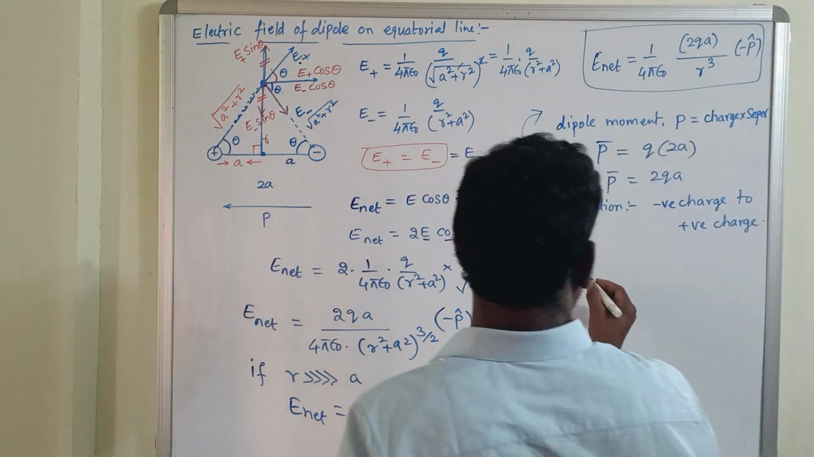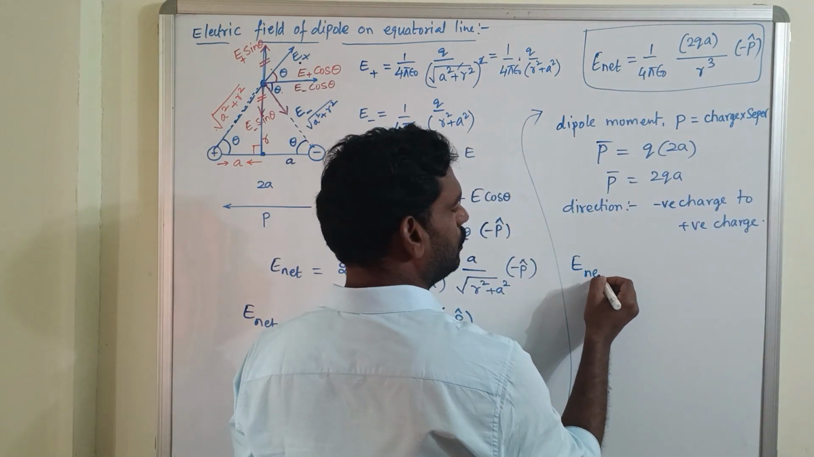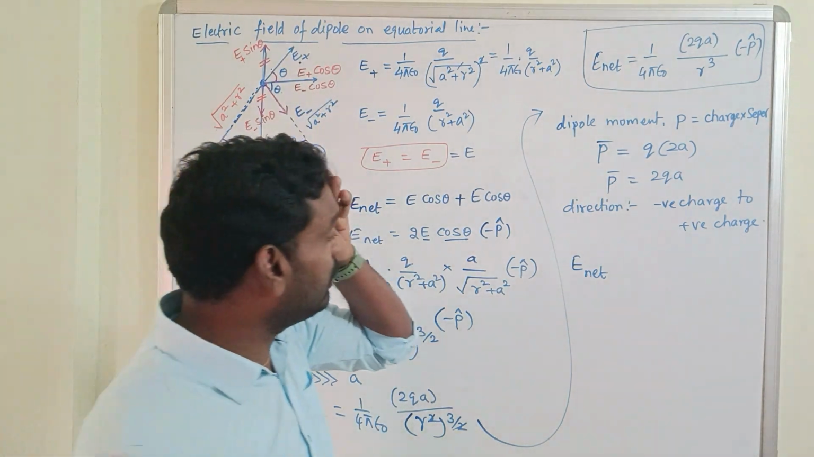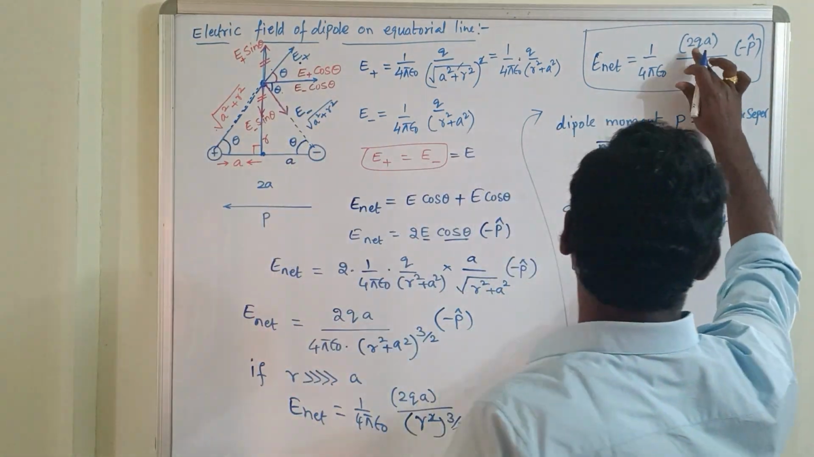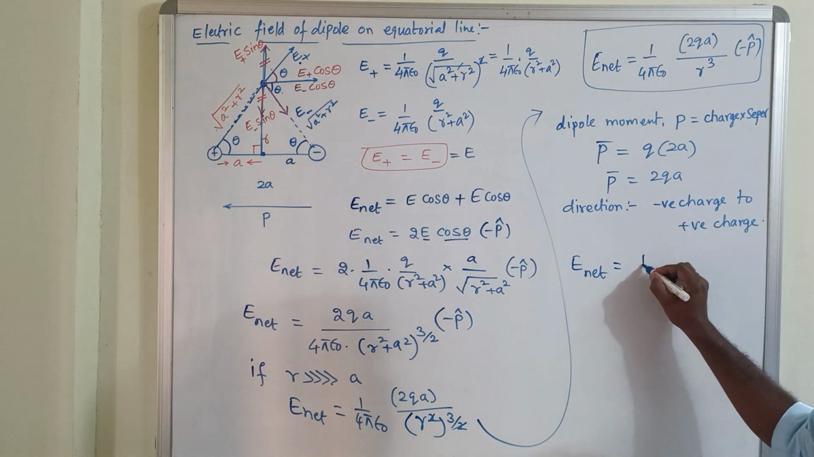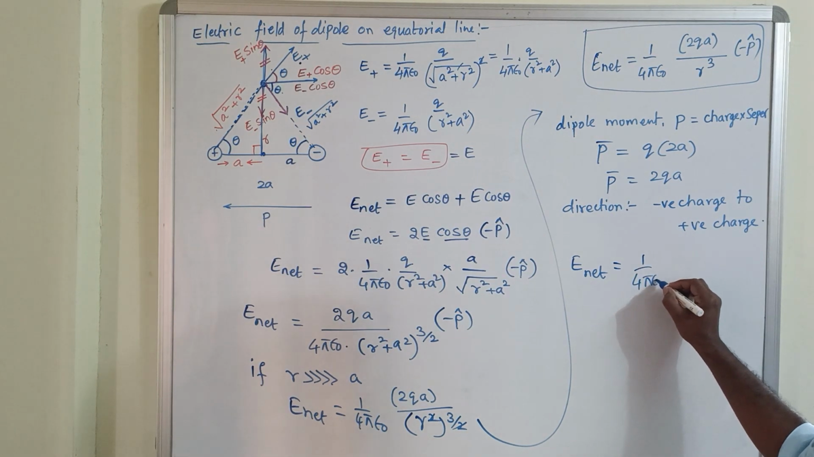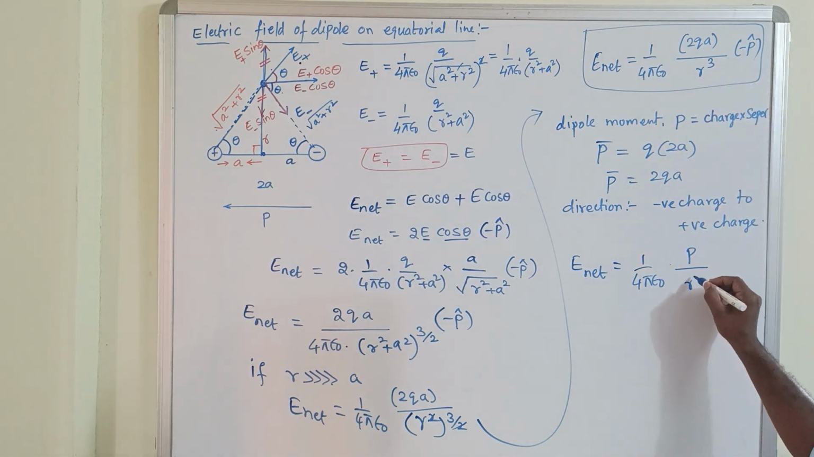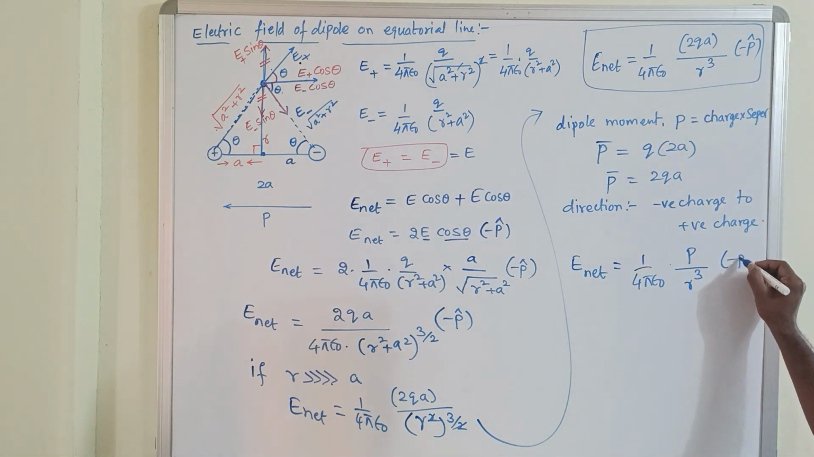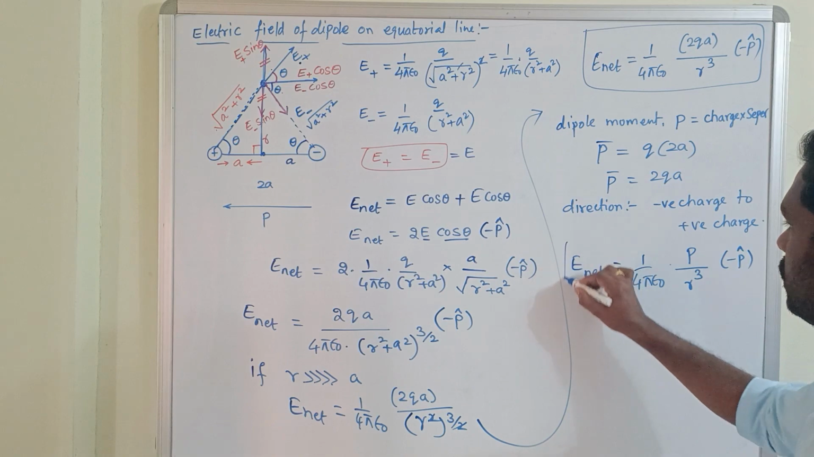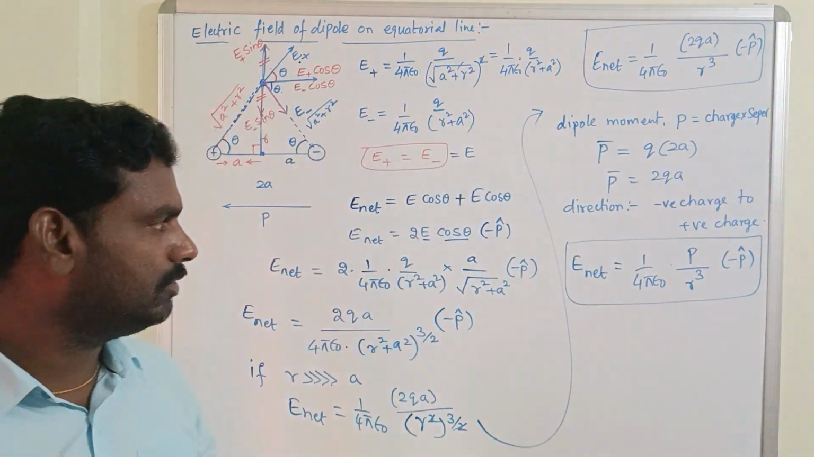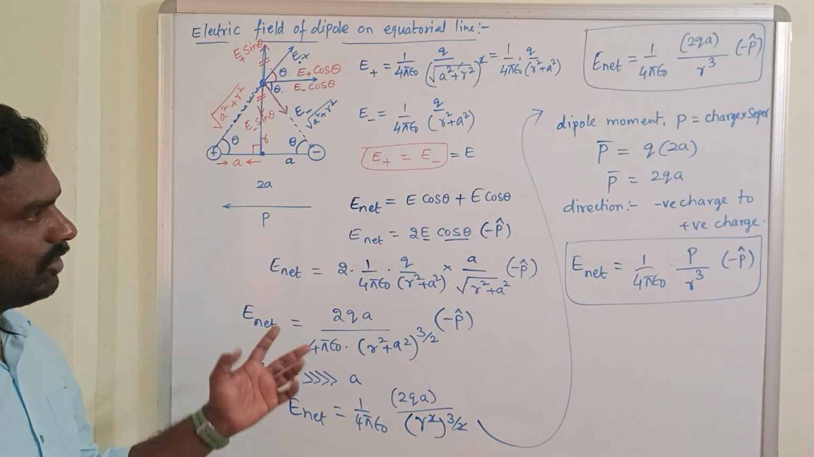So what can I write here? Electric field due to dipole along the equatorial line is 1 by 4 pi epsilon naught into dipole moment p by r cube, and minus p indicates the direction. This is the net electric field due to dipole moment on the equatorial plane.